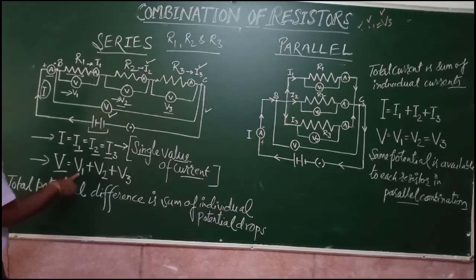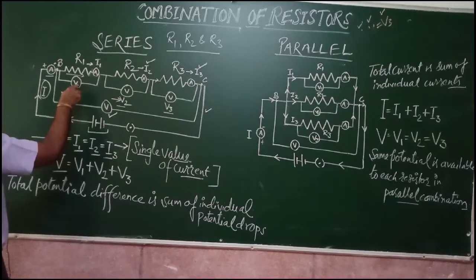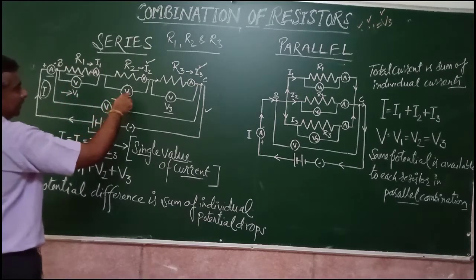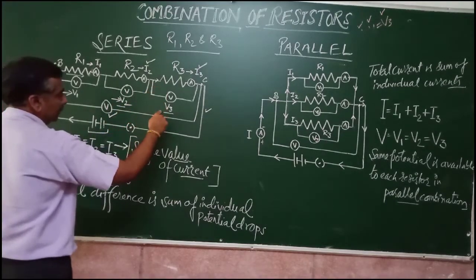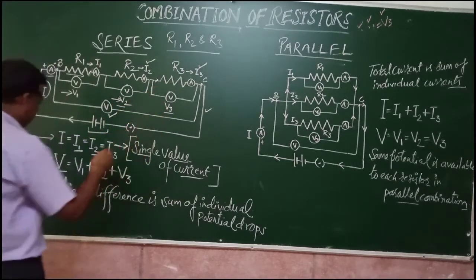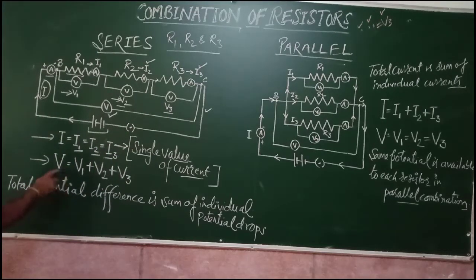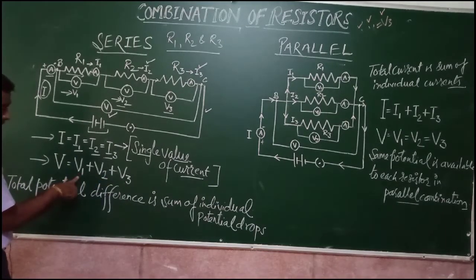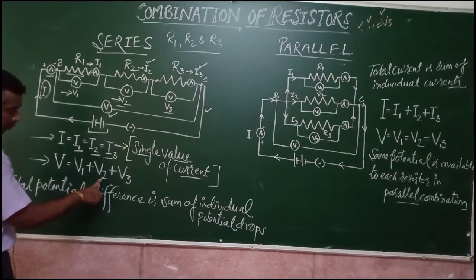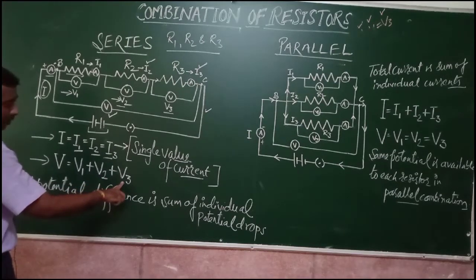Now the potential drop across the first resistor measured by this voltmeter is V1. The potential drop across the second resistor is V2, and the potential drop across the third resistor is V3. And we see that the total potential drop across the three resistors is the sum of the potential drop across each resistor. So V1 is the potential drop across R1, V2 is the potential drop across R2, and V3 is the potential drop across R3.